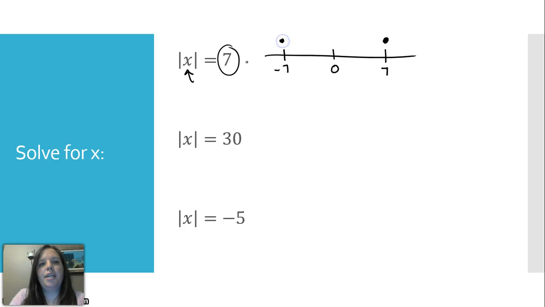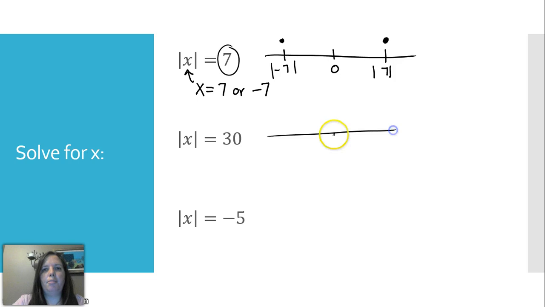So when we're solving here, we actually have two values that would make this true. The absolute value of negative 7 and the absolute value of positive 7. So our solution would be that x equals 7, or it could be negative 7. There are two numbers that actually make this equation true. Same thing if we're going down here and thinking about 30 and that number line. 0, what numbers are 30 away from 0? Well, 30 and negative 30. So x could be 30 or x could be negative 30.